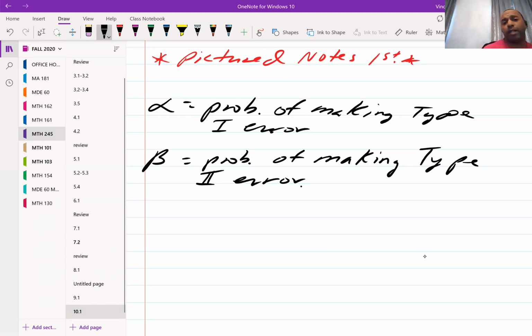So alpha, like I mentioned before, is the probability of making a type 1 error. Beta, that's what this is, the Greek letter beta. It's the probability of making a type 2 error.